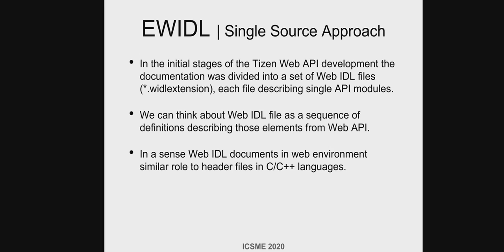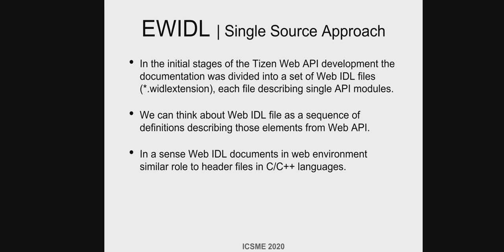To solve this maintenance problem, the approach we took was to switch to a single source approach instead of multiple Git branches for the same API module. To do this, we extended the existing WebIDL, which is the standard to describe web API definitions such as methods. In a sense, a WebIDL document is similar to header files in C++ and C languages.